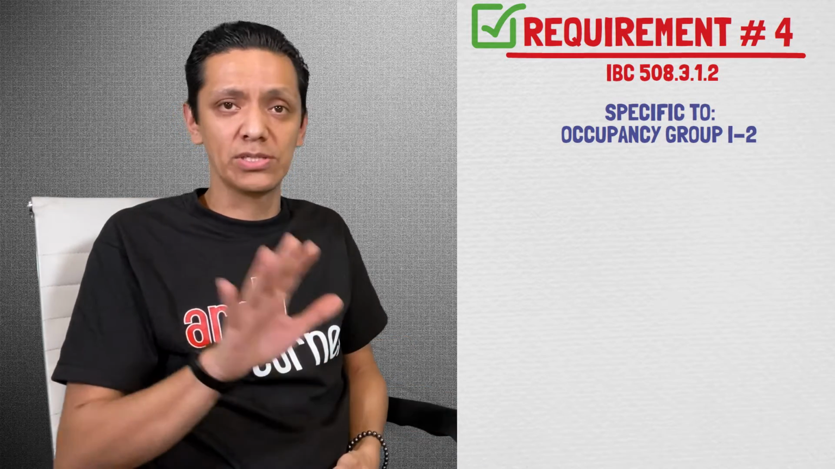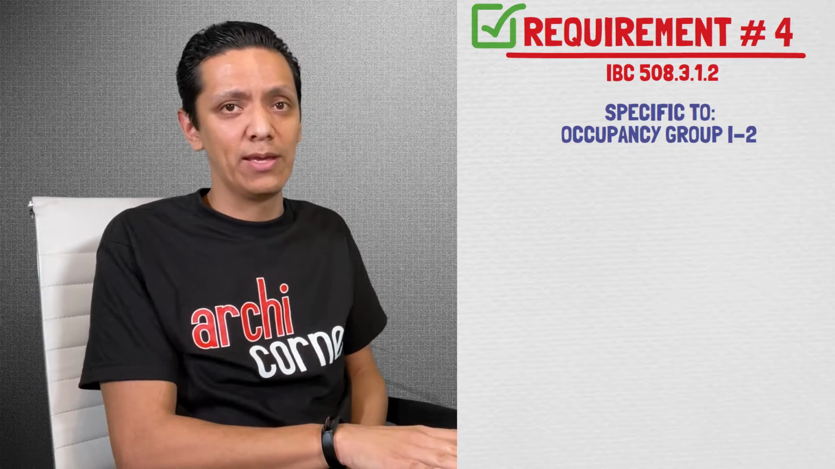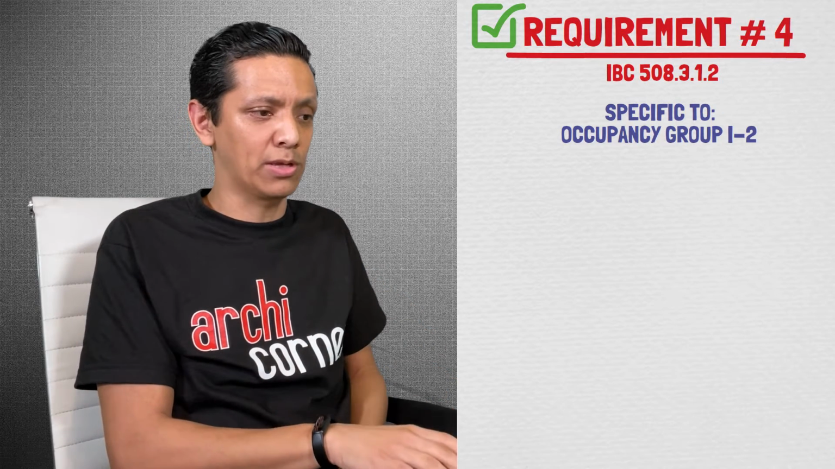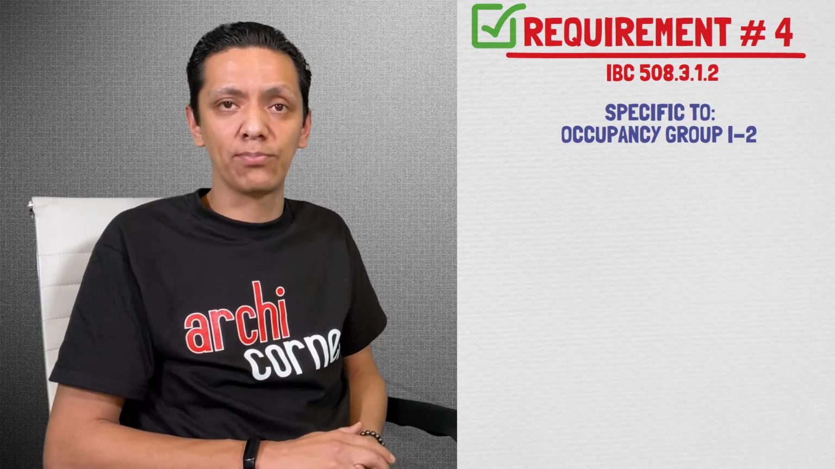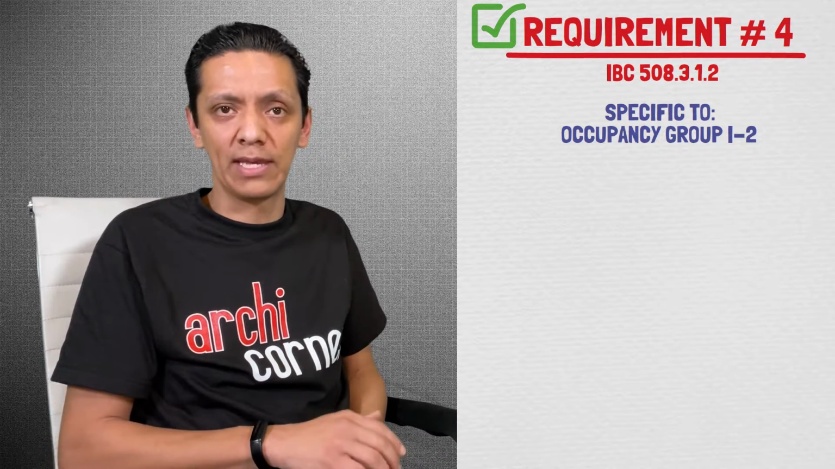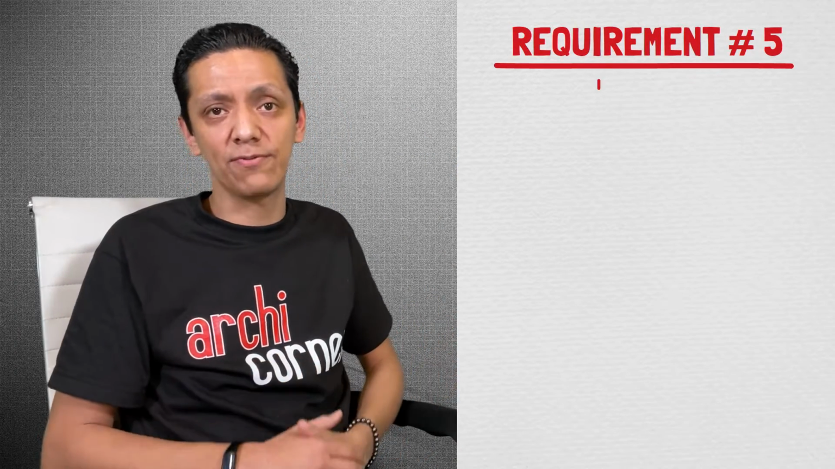But again, just as a quick recap, if you do have a group I2, then you have to make sure you look into the specific requirement that you can find in section 508.3.1.2 of the IBC. So moving on to the next requirement. This is requirement number 5, and you can find that in section 508.3.2 of the building code.